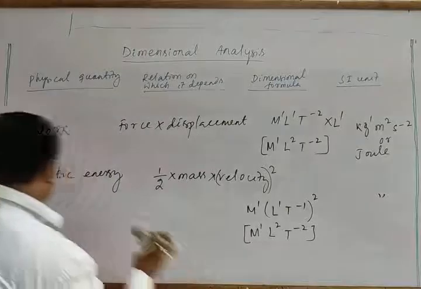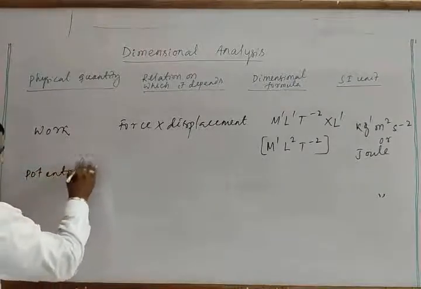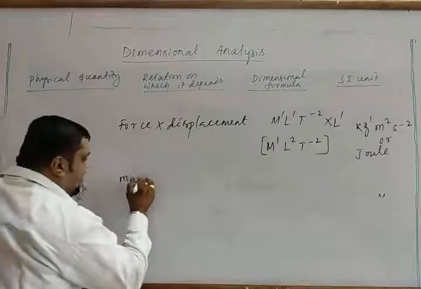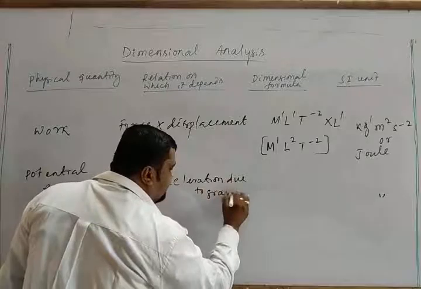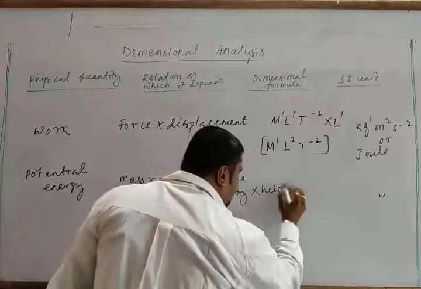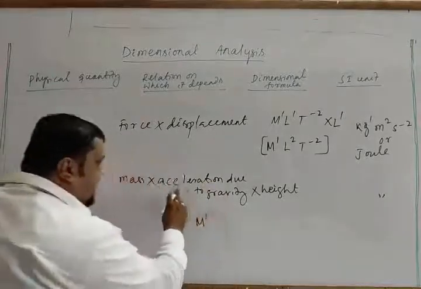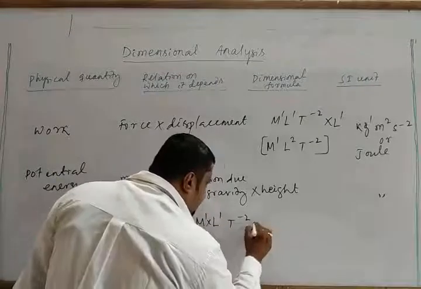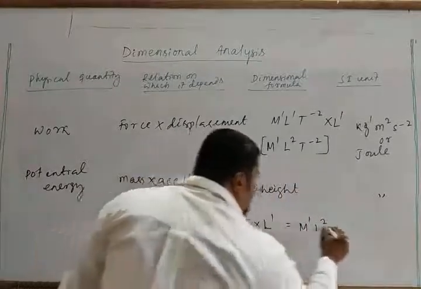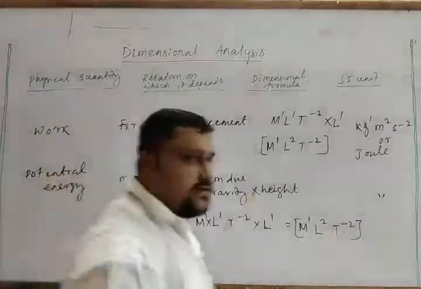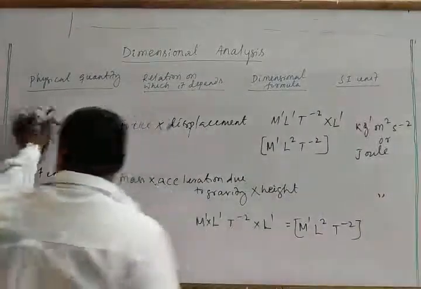Similarly, another physical quantity is your potential energy. If you find the potential energy also, that potential energy is equal to mass into acceleration due to gravity into height. Height. So when you find the dimension, mass is M1, acceleration due to gravity is L1 T minus 2, height again L1, multiply that into L1. So if you combine all these things, what will you get? M1 L2 T minus 2. It is also the same dimension. So work, kinetic energy, potential energy have the same dimension. So you can say that all total energy has the same dimension.